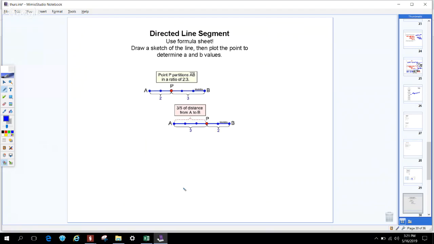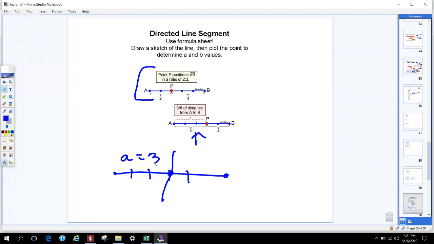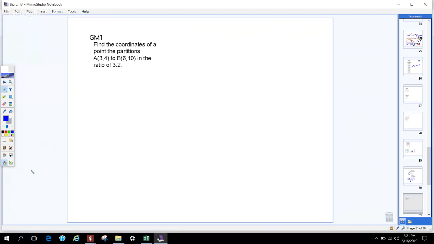Here is where they might try to trick you. Here, it tells you it does it in the ratio of 2 to 3. This one says 3/5 of the distance. So you have to think, well, if it's 3/5 of the distance, that means my total distance is 5 spaces long, and I need to make my mark 3 spaces down. So that means my A value will be 3, and my B value would be left with 2. So pay attention to how they word that partition problem.